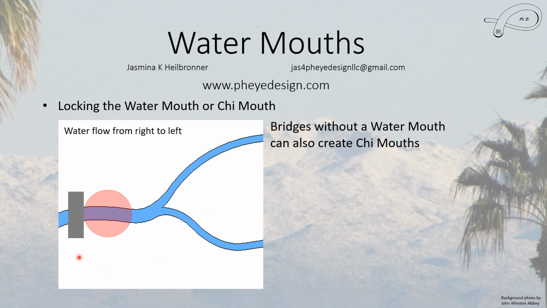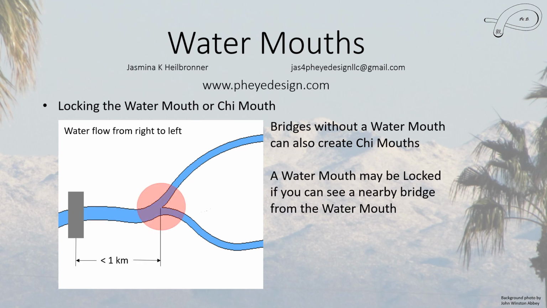If you have a bridge, even if there is no joining here, you will get a chi buildup on the upstream side of the bridge. But you can also sometimes have it still here, if this is closer than roughly a kilometer, so less than about a half mile. If you were to stand just on this side and you could clearly see the bridge and it's not tiny, it may be okay.